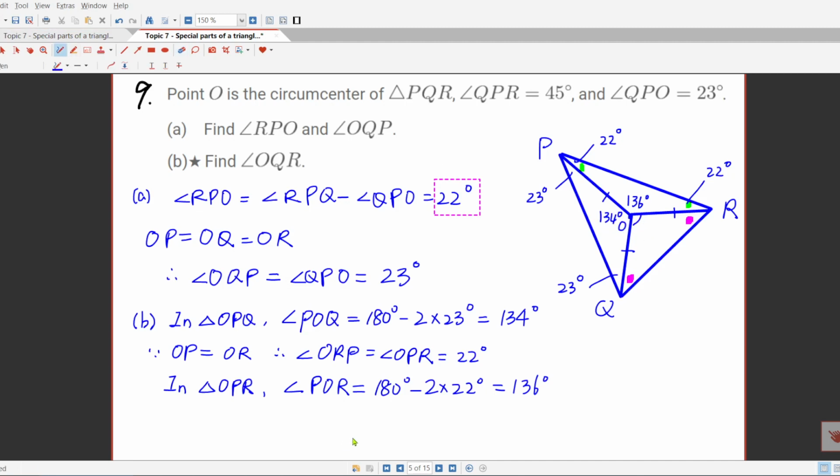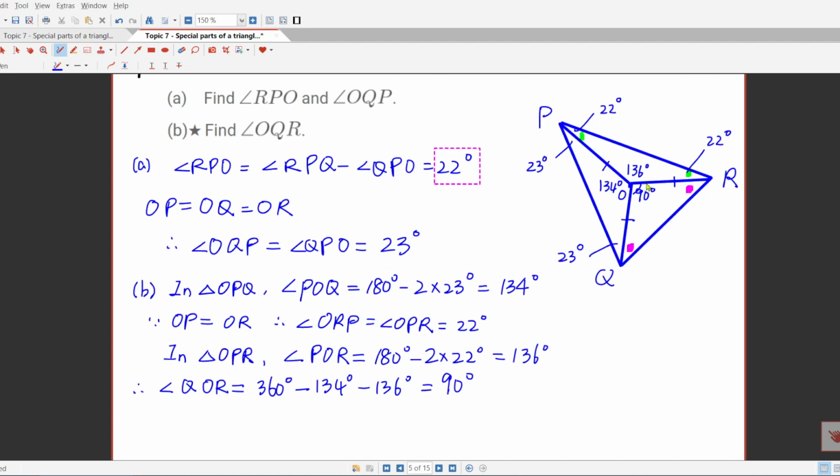Now you should also be able to find this angle here. So angle QOR equals 360 degrees, because this is just one full revolution, minus 134 minus 136, which is 90 degrees, right? This angle is 90 degrees.